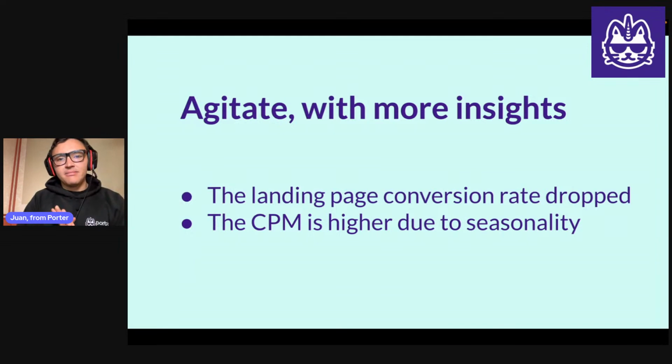Now, agitate with more insights. Why is this happening? Okay, our CPA is higher because the landing page conversion rate dropped a lot, and the CPM is higher because of seasonality, because of December. This is very bad. So what will we do about this?